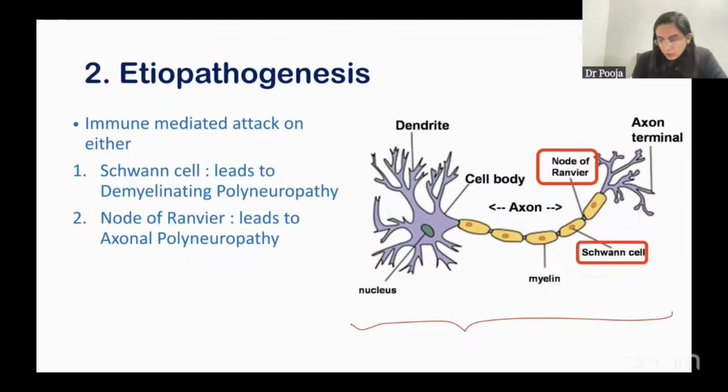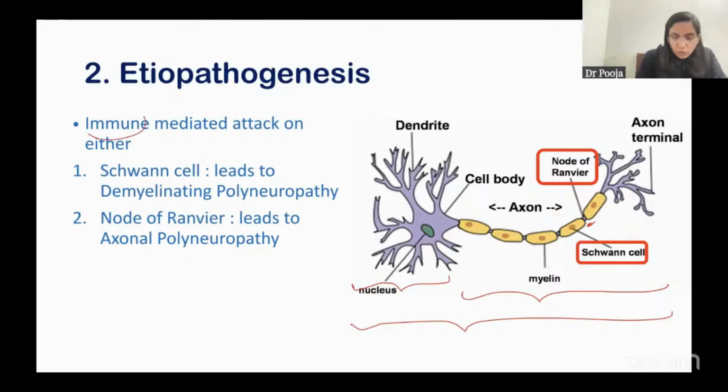So this is a neuron which has a cell body and this is the axon. Okay. Now we all know that the Schwann cell causes the myelination of the axon. Okay. And there are certain junctions in between where the myelin is not present. They are called the nodes of Ranvier. Okay. Now, what happens in patients with GBS?